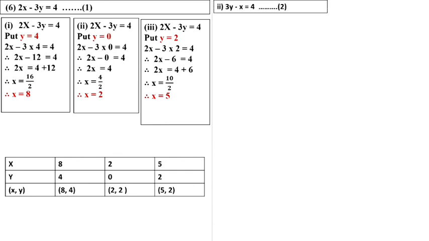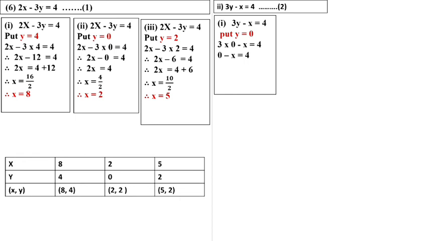The second equation of question number 6 is 3y minus x equal to 4. So here we will take the value of y equal to 0. 3 into 0 minus x equal to 4. 3 times 0 is 0. Minus x equal to 4. So here minus x equal to 4, the minus sign will go to the right side. So x equal to minus 4.